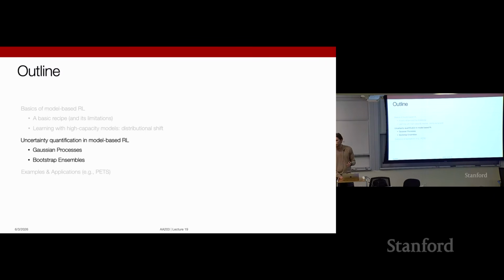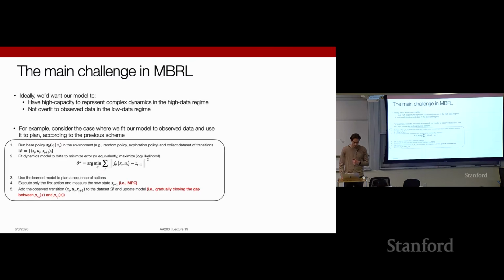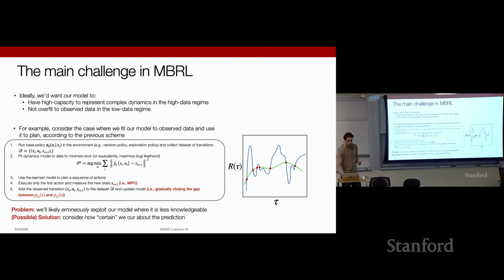However, I would say the main focus for today is on uncertainty quantification, and we'll see why shortly. Specifically, the reason why these techniques fail is that, in theory, we have a very complex dynamical model or system we are interacting with, and we would like to have a high-capacity model that is able to represent these complex dynamics in the high data regime. So we want to have high-capacity models. However, we also want this high-capacity model to not overfit to the observed data if we only have a limited set of that data.